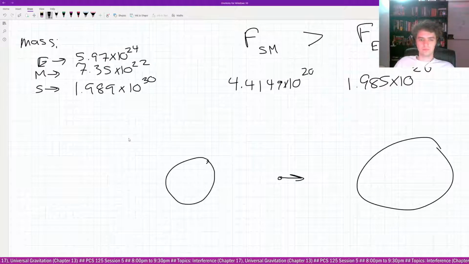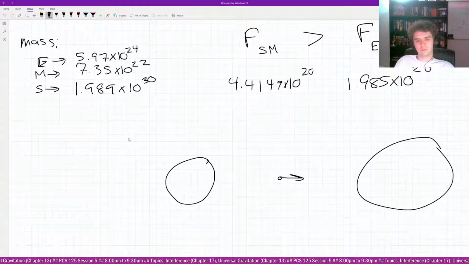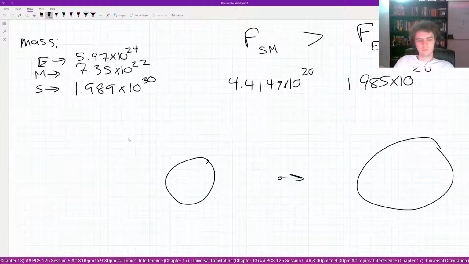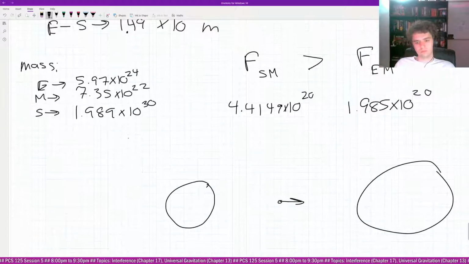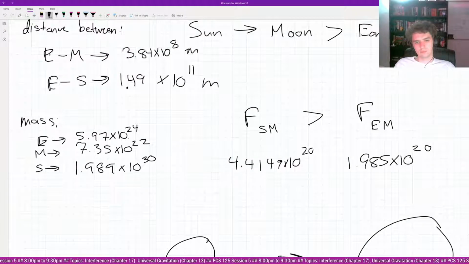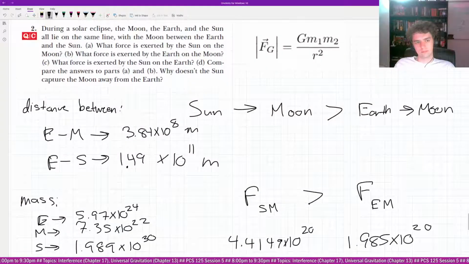Are you sure we didn't make a mistake? Because I see no way that it should be bigger. Well, I think we have to look at escape velocity. I don't think the moon is moving fast enough to get away from the Earth. I think that's the point.